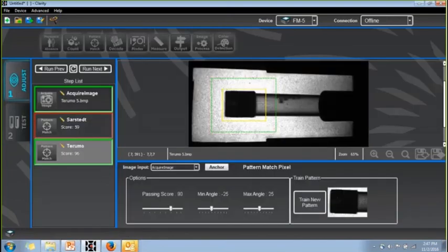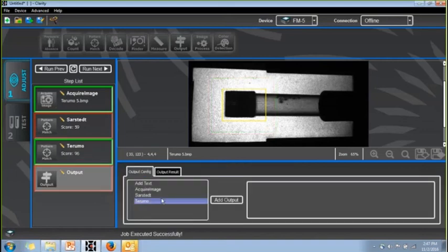So I'm going to go back to my original. And the last thing I want to do is set up my output. Again, as I mentioned previously, once I have these results, I have to communicate them to the host. So this is just a graphical way where I can set up these things to go to the host.